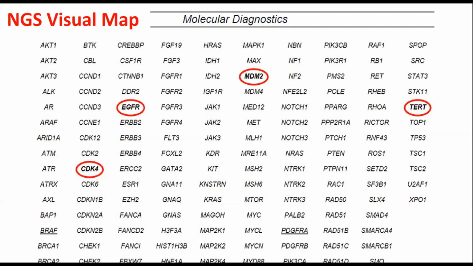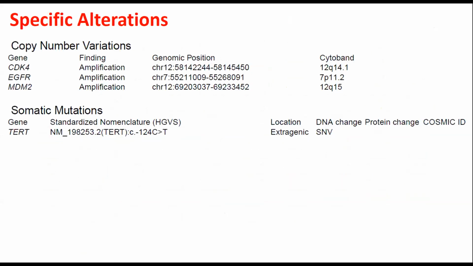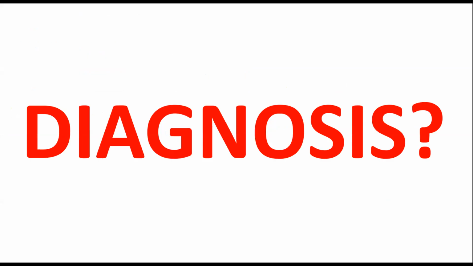That's all it is. Now, the circled genes are altered, but the visual map doesn't tell you the specific alteration. That comes in the section immediately below here. So here are the specific alterations of the circled genes. I'm going to give you a second to study that. All right, that's enough. Diagnosis.